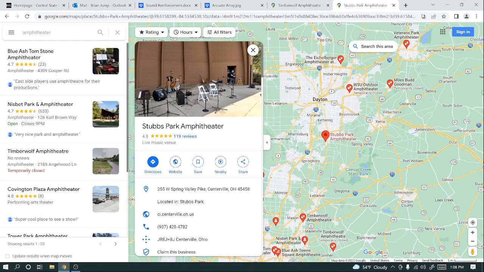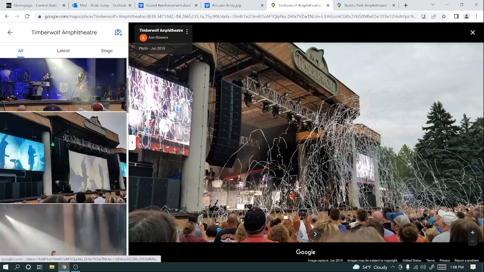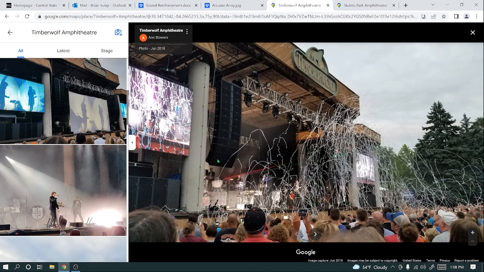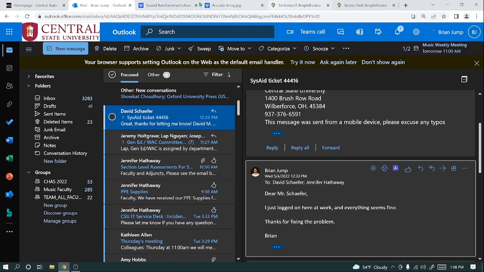I was trying to find some other ones. It was hard to get an amphitheater showing off their arrays on Google Maps, but this is the best one I found. Those are absolutely titanic arrays. Look how big that is. There's two of them.